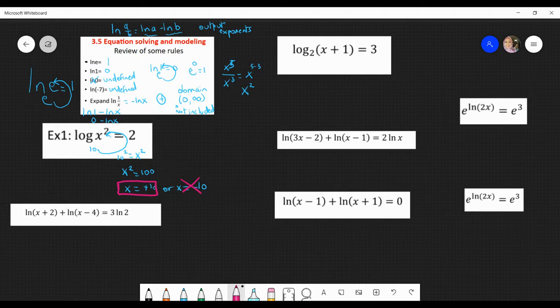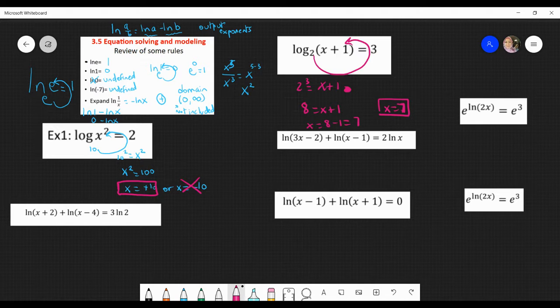Now we look at example 2 right here. I see the base, so I'll do the loop. 2 to the power of 3 equals x plus 1, which makes it 8 equals x plus 1. And x equals 8 minus 1, which is 7. So x equals 7. If I try it in, 7 plus 1 is a positive input, so no problem with this.